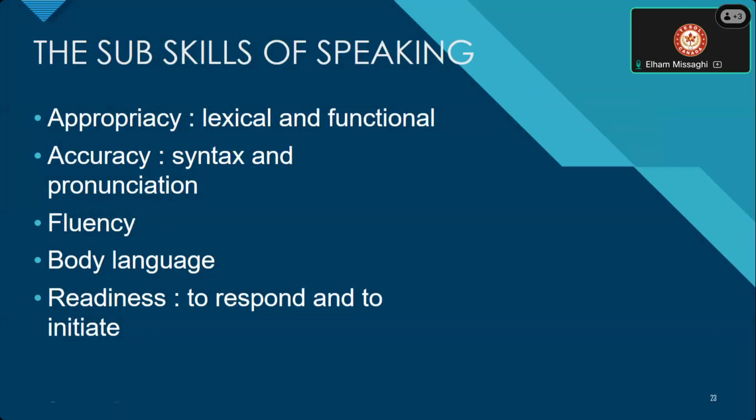But what if you speak Spanish in Canada? That's going to be different, right? What if you speak Arabic in Canada? What if you speak Portuguese in Canada? It's going to be different.